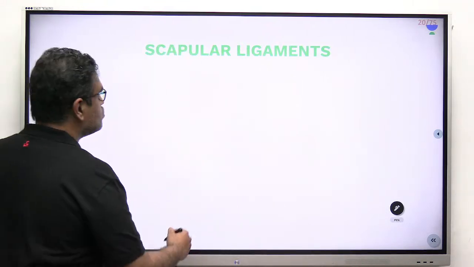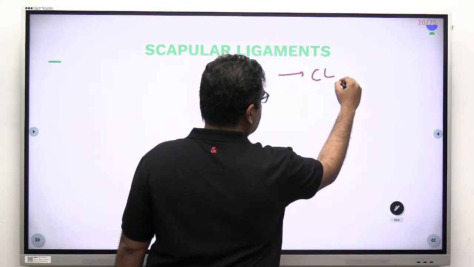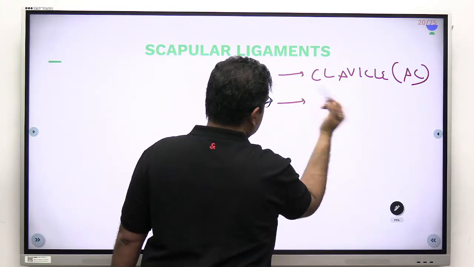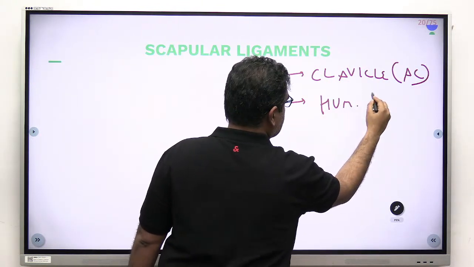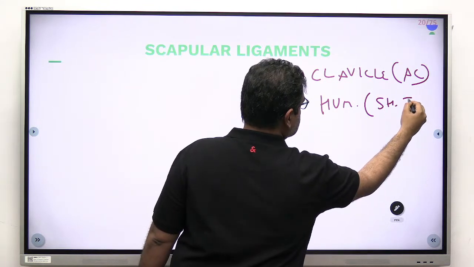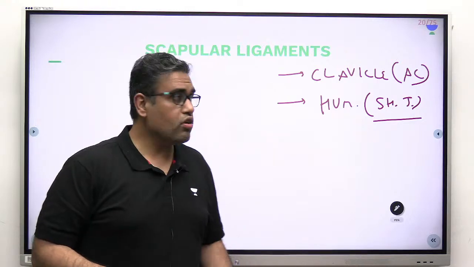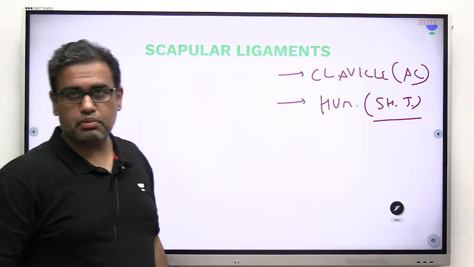What are those two bones? Those two bones are, one we have just seen, the clavicle via the acromioclavicular joint, and second is the humerus, via the shoulder joint, or you can call it the glenohumeral joint. That is the two bones over here. Now, what will be the various ligaments around the scapula?